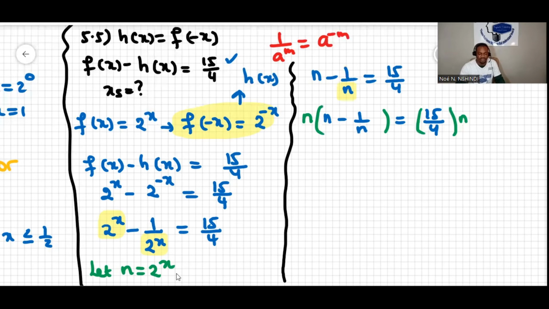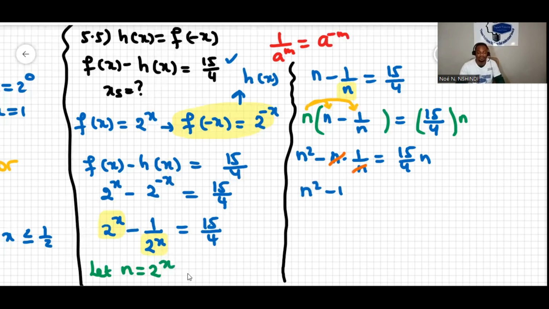And then this would make what? So we do n times n, and then n times 1 over n. So this will make n squared minus n times 1 over n, just 1, okay? Because it's like n times 1 over n, like that, and equal to 15 over 4n. Now, these n and n cancel out, so we are left with n squared minus 1.